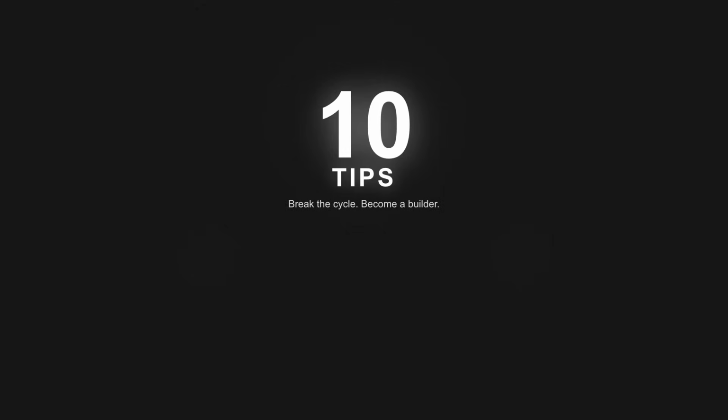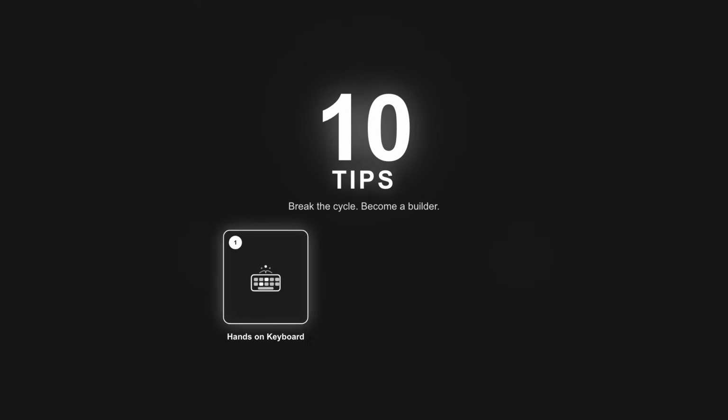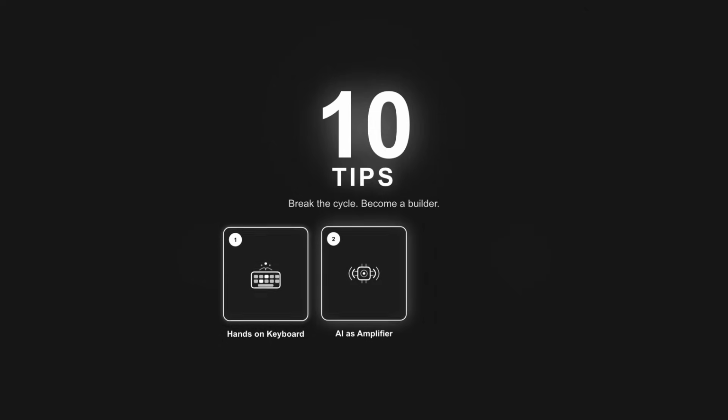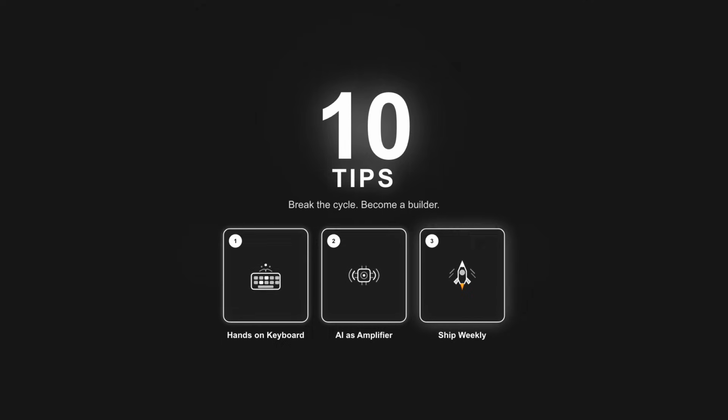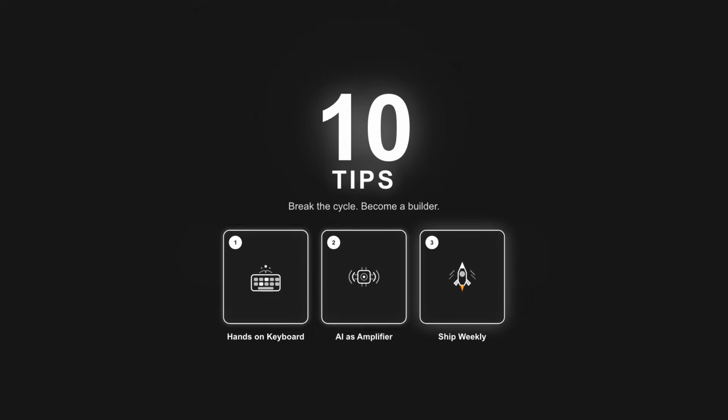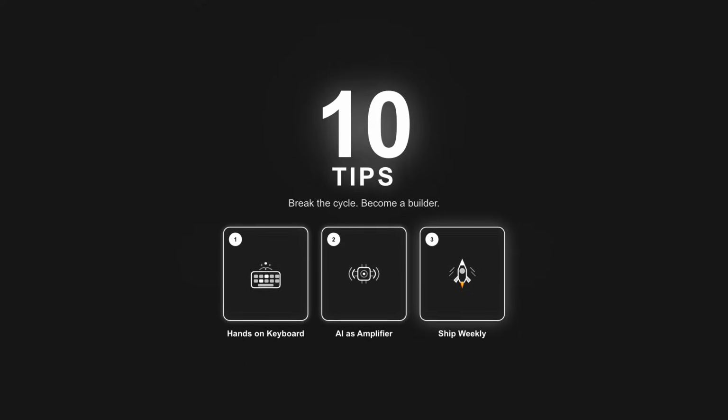So what's the solution here? I would like to propose 10 tips that break that cycle and make you a builder again. They're short, specific, and designed to do three things. 1, get your hands on the keyboard more than the play button. 2, turn AI into an amplifier instead of a crutch. And 3, ship real projects every week so you actually feel progress. If you're tired of feeling busy without getting better, these are your marching orders.